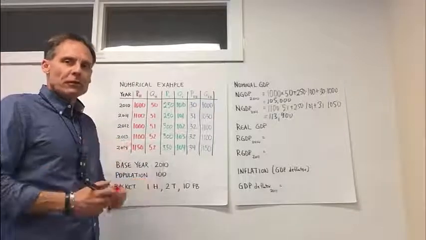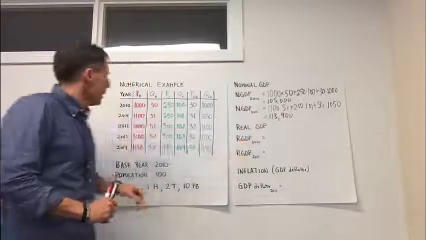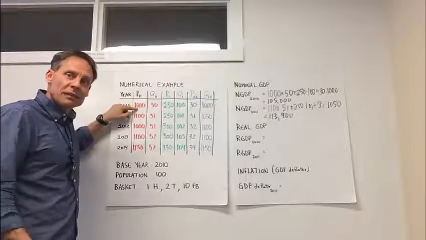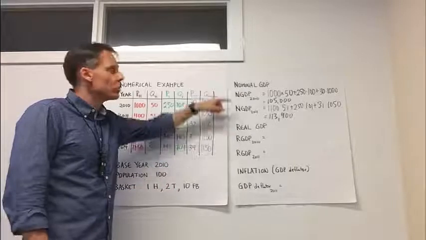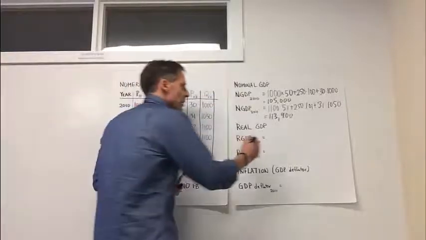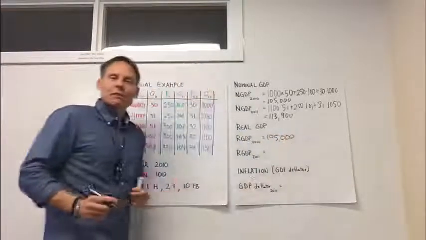So 2 things. When you calculate real GDP for the base year, 2010, since the current price and the base year price are exactly the same, the real GDP for the base year will always be exactly the same as the nominal GDP for the base year. So we don't even have to calculate that. We can just write this in. 105,000.